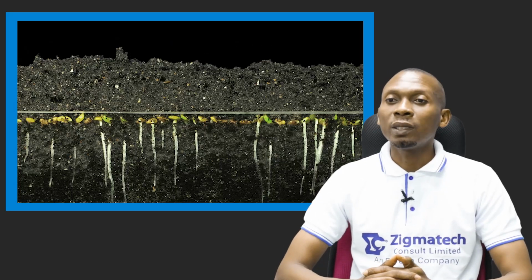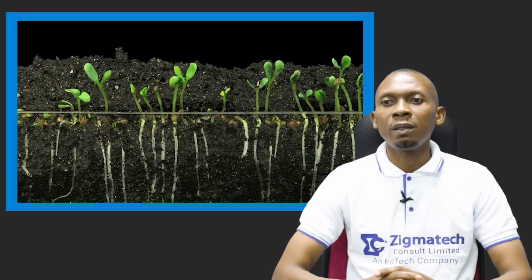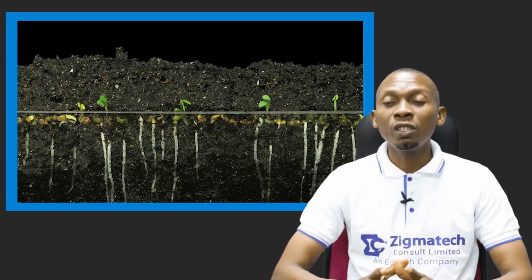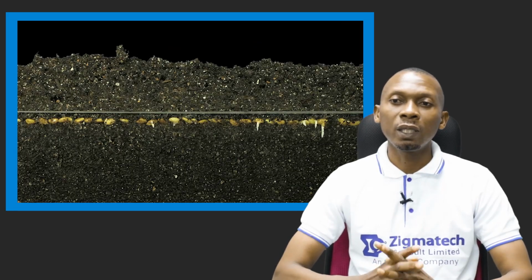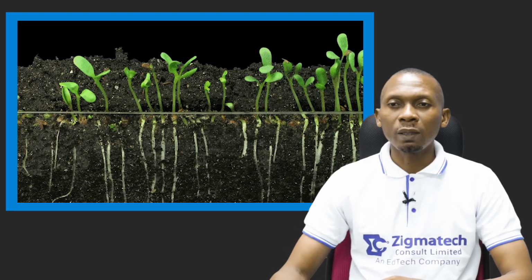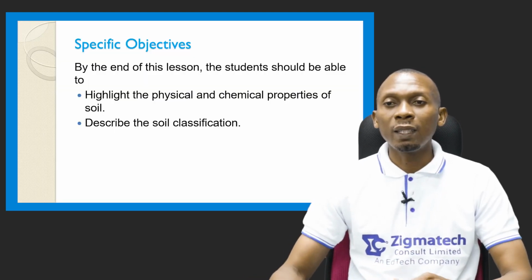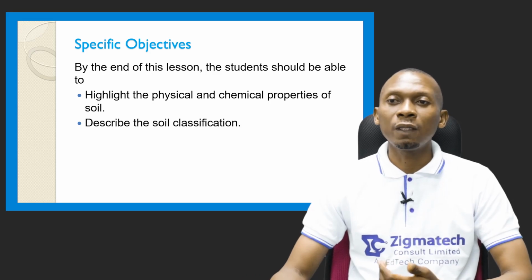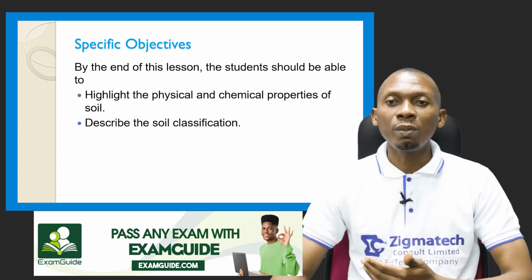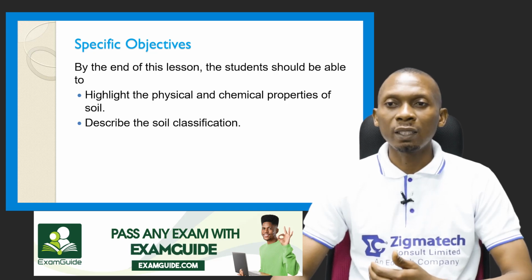Now, all soils contain mineral particles, organic matter, water, and air. The combination of these determines the physical and chemical properties of soil. So, in this topic, we will be discussing the physical and chemical properties of soil. And by the end of the lesson, you should be able to highlight the physical and chemical properties of soil, and you should also be able to describe the soil classification.